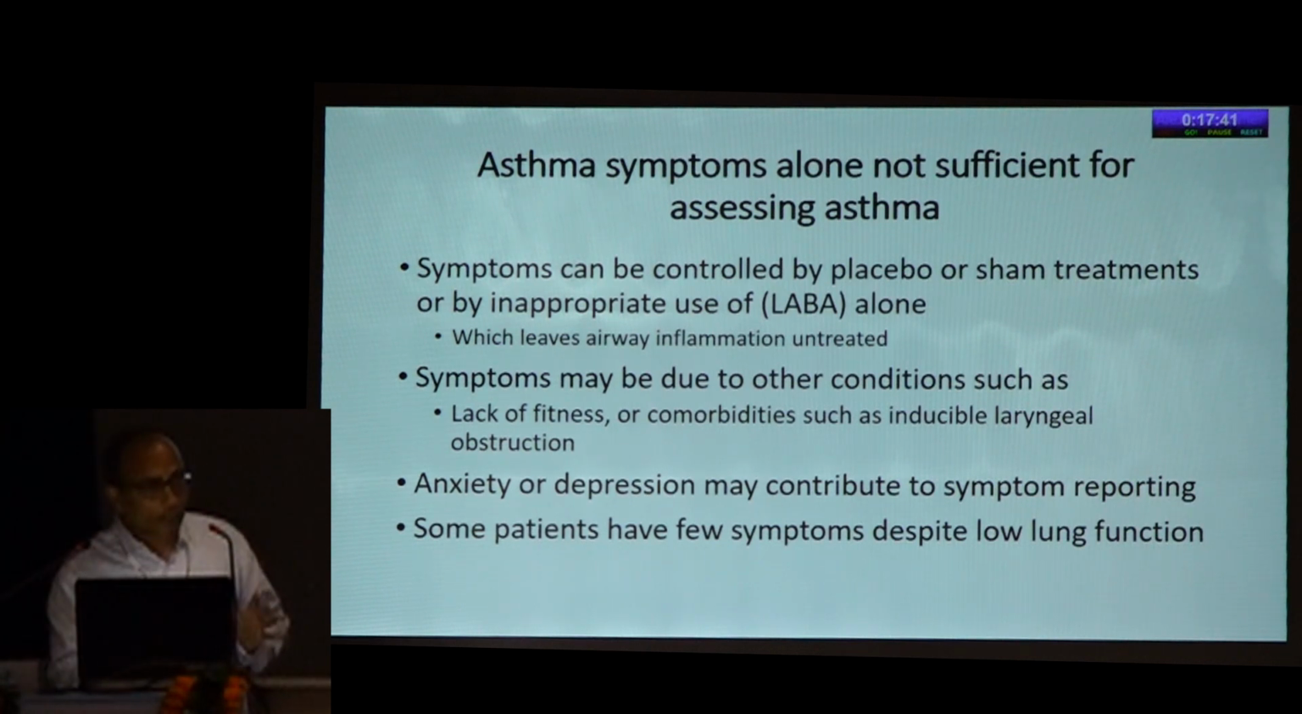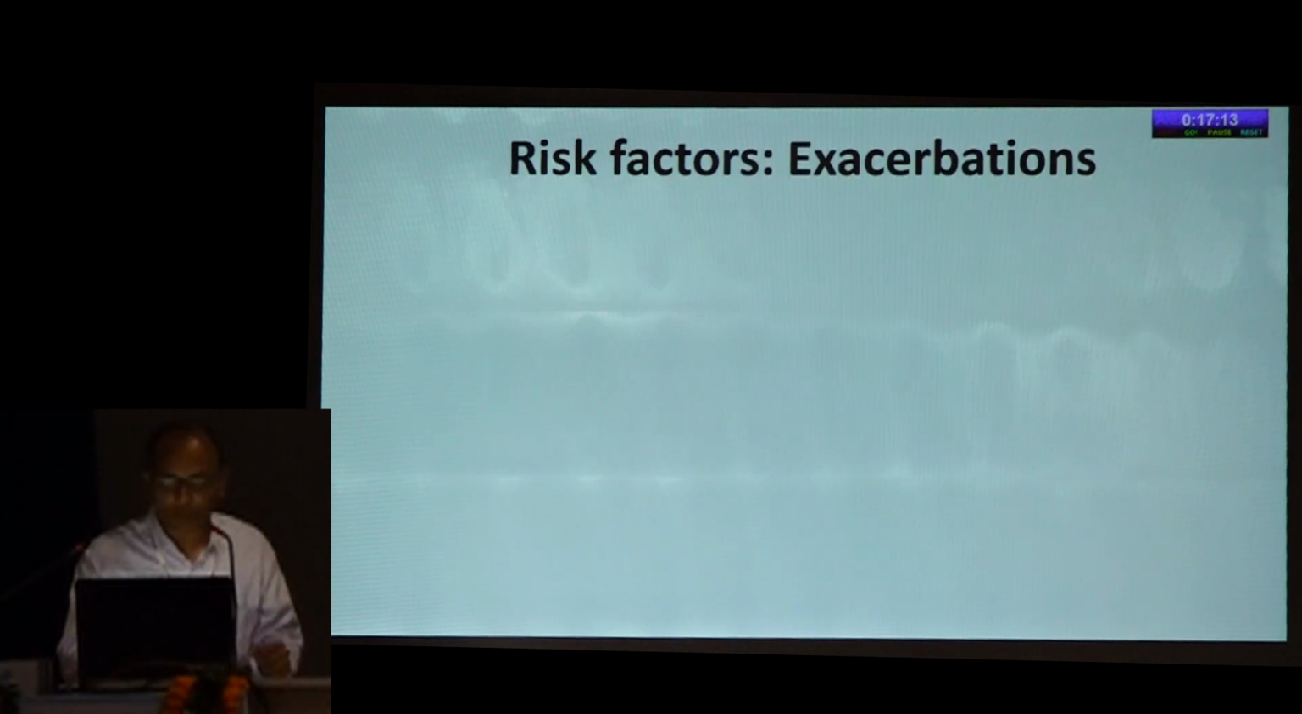Then symptoms could also be because of some other reason. The child looks uncontrolled in terms of symptoms, but the reason is something else. He is obese, cannot move around well, gets tired easily, and he feels that the chest condition is because of asthma. But the cause here may be obesity, lack of fitness, or laryngeal obstruction. So if symptoms are relieved, it may not be because of asthma control. If they are there, it may not be because of asthma alone. Anxiety and depression also contribute to symptom reporting, and some patients have few symptoms despite low function. So there are problems with symptom control.